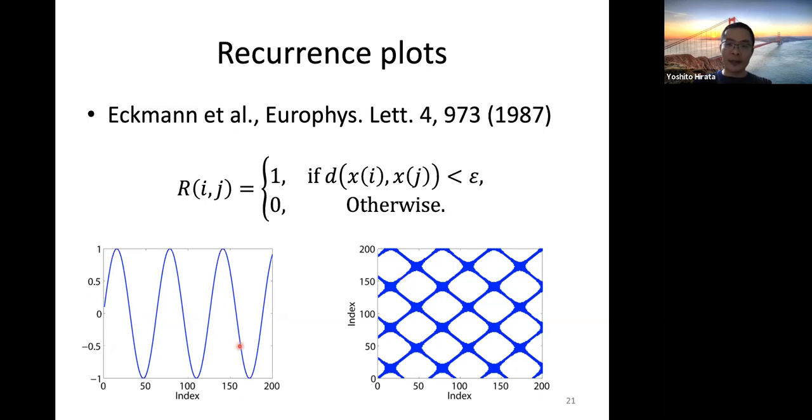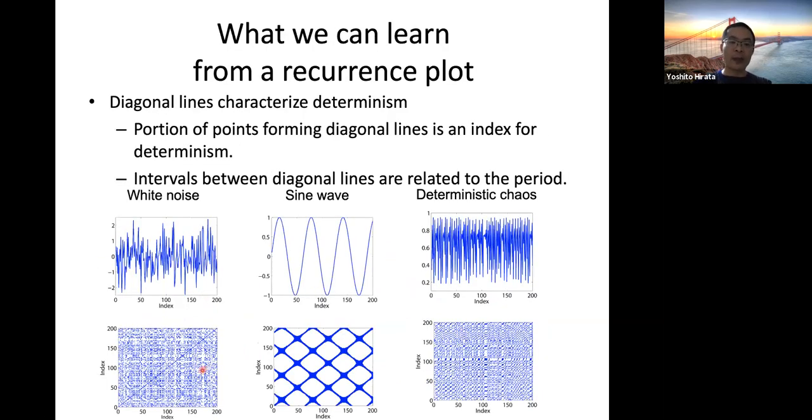For example, for a periodic time series, we can have a recurrence plot with periodic patterns showing up on the right-hand side. I'll show other examples. For white noise, we have points which are plotted randomly on the recurrence plot. For deterministic chaos, in this case a logistic map, we can see many diagonal line segments. Therefore, by looking at the recurrence plot, we can learn a lot of things about the underlying dynamics, especially the diagonal lines, which characterize the determinism. Therefore, the proportion of points forming diagonal lines is used as an index of determinism.